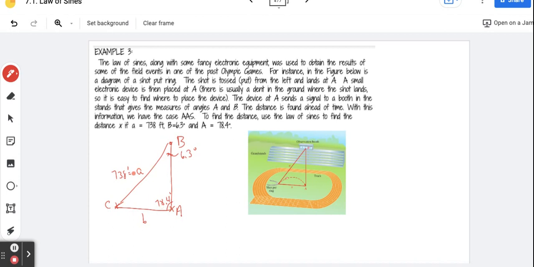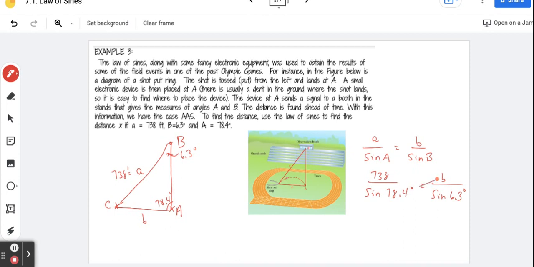So we want to know how far they threw the shot put. We've got side a and angle A, so we're going to say a over the sine of A. And we've got angle B. We want to find side b, so we want to do little b over the sine of big B. We know little a and big B, and we're going to find little b. So it's a very straightforward law of sines. a is 738, angle A is 78.4 degrees, side b is what we're trying to find, and angle B is 6.3 degrees.